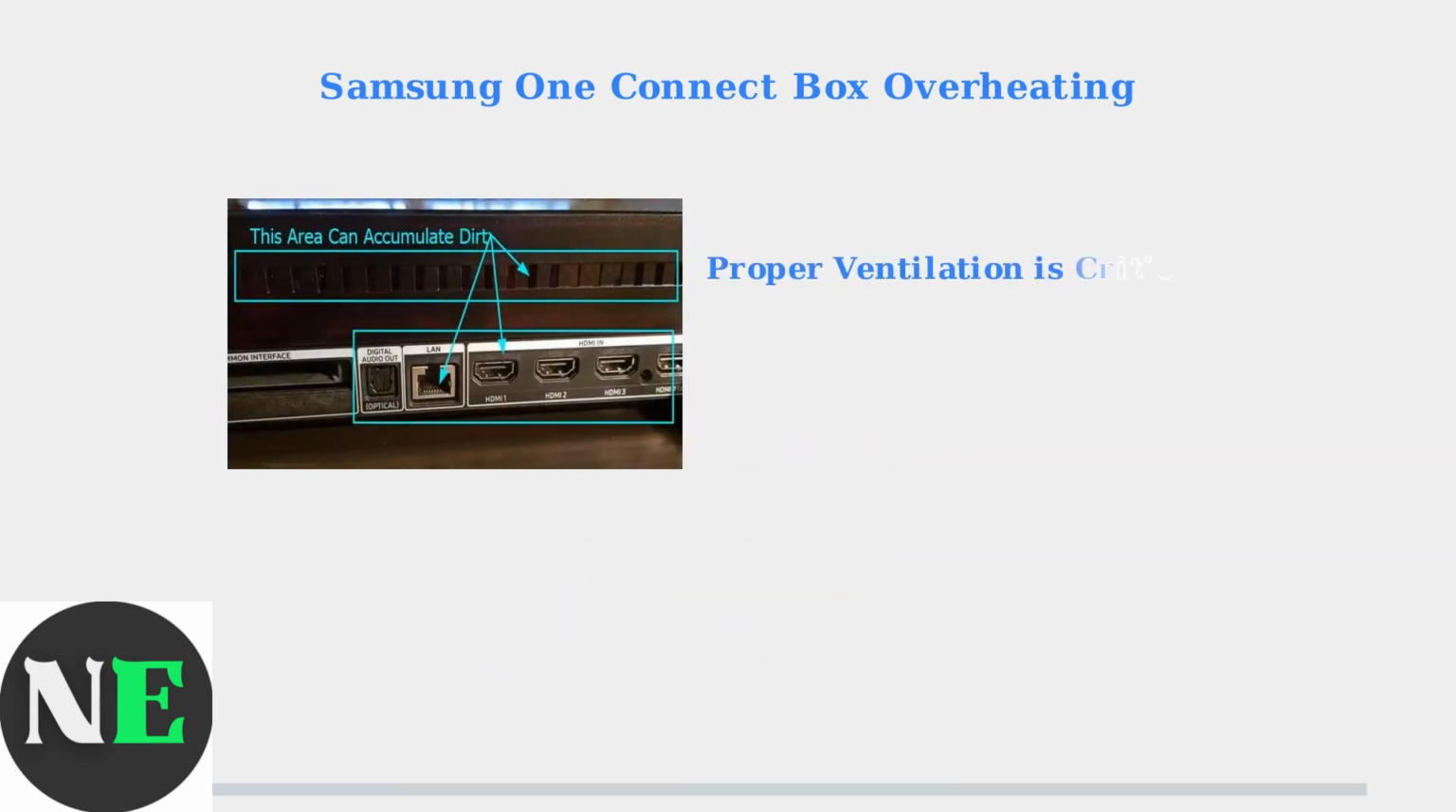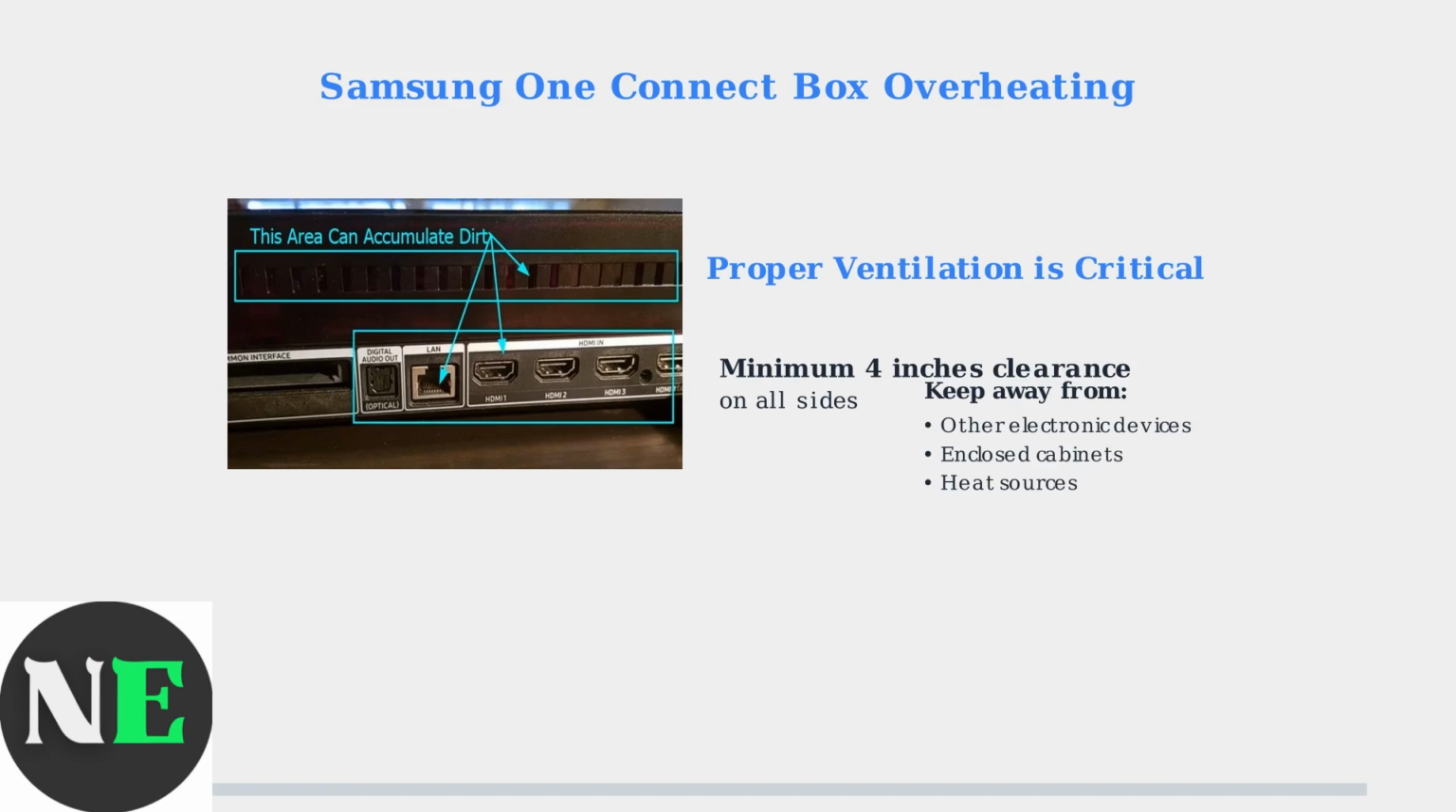Samsung recommends maintaining at least 4 inches of clearance around the One Connect box for proper ventilation. The box consumes 60 watts of power and generates significant heat that must be dissipated effectively.